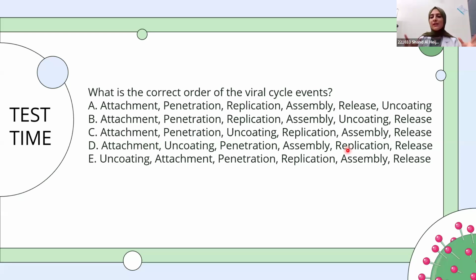Will you assemble the virus before replicating, before making enough mRNA? You can't assemble it without having genomic material, RNA or DNA, to put inside the virus. So you need to replicate first and then assemble the virus. After you replicate everything, the proteins, the genome, and everything, you assemble the virus and then you release it. So first you attach, penetrate, uncoat, then replicate, assemble, and release. Got it? Yes, exactly.